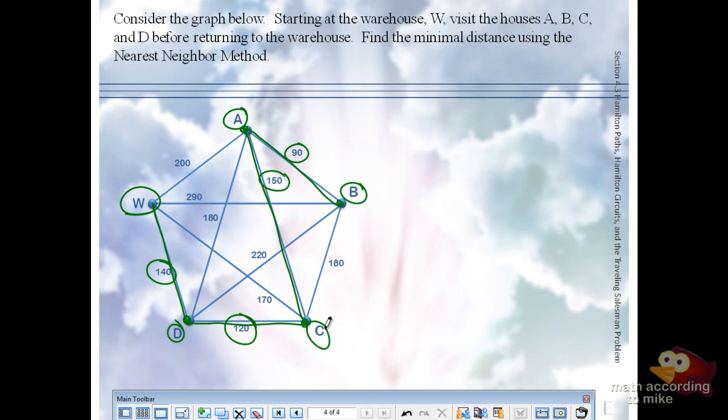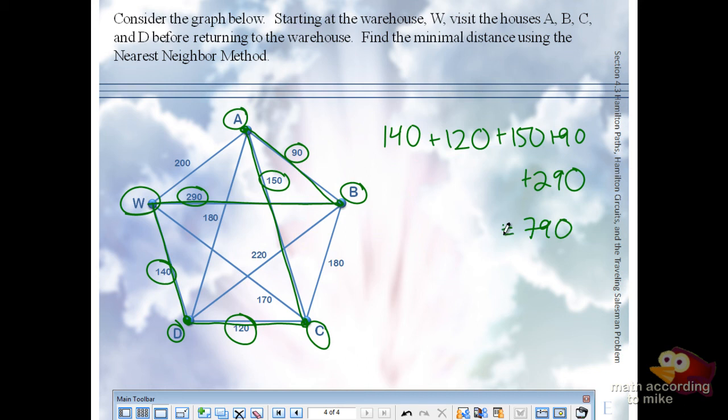Now from B, where do we have to go? W. Good. So we took the path 140 plus 120 plus 150 plus 90 plus 290 using the nearest neighbor method. I have no idea what this sum is. I got 790. So according to the nearest neighbor method, we should do W, D, C, A, B, W.